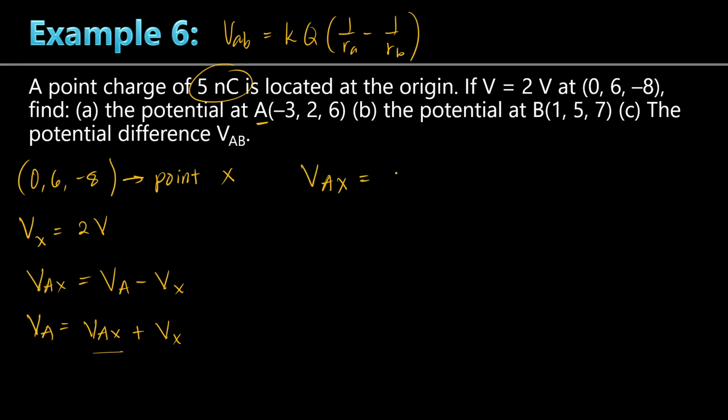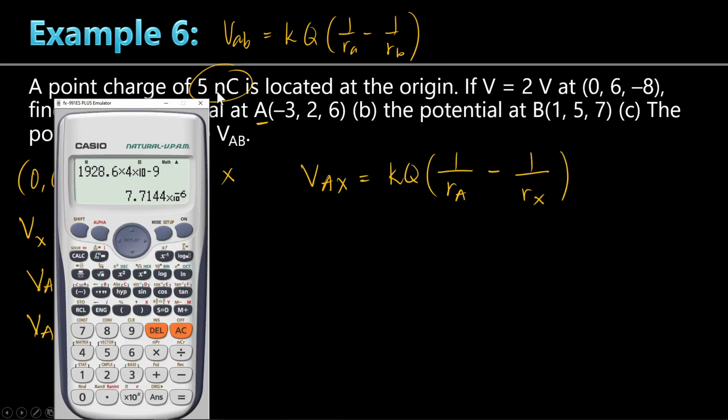VAX is equal to KQ multiplied by 1 over R at point A minus R at point X. Kasi AX eh, no? Kanina AB kaya RA tsaka RB. Ngayon naman AX kaya RA at tsaka RX. Okay? Kaya na ba natin gawin yan sa calculator? Yes, pwede na natin yung erekta sa calculator. Since yung ating point charge ay naka-nanocoulombs, ganito na lang. 9 na lang yan, ano? KQ, 9 times 5.